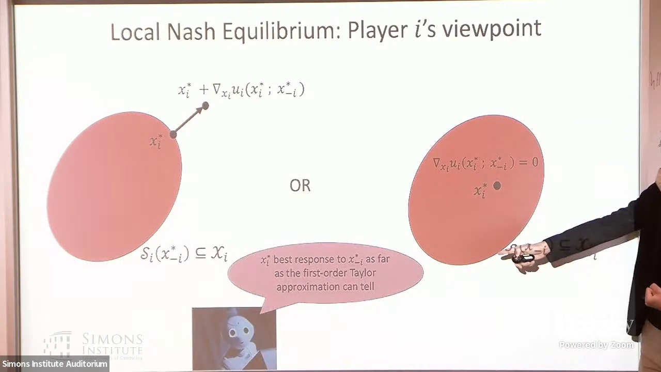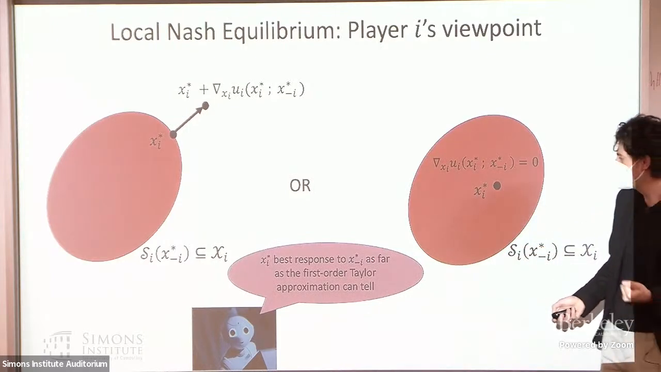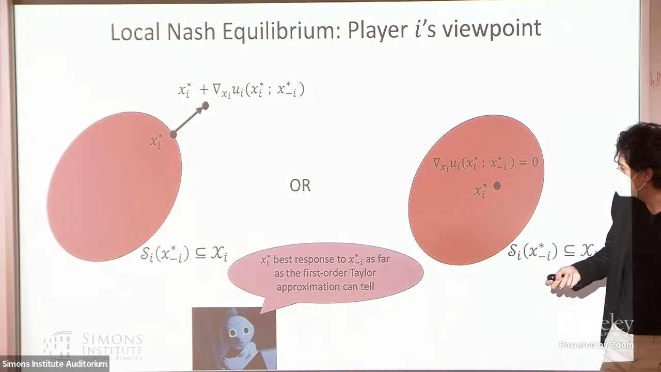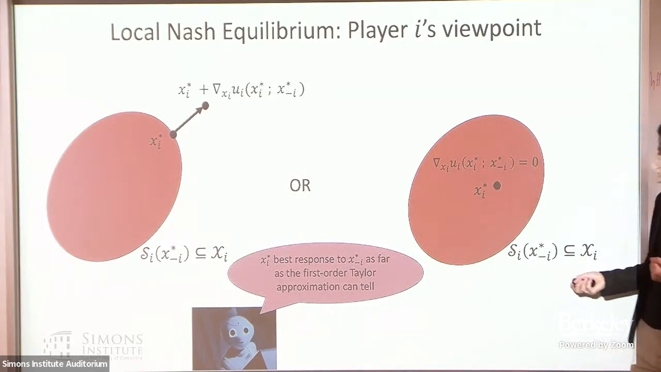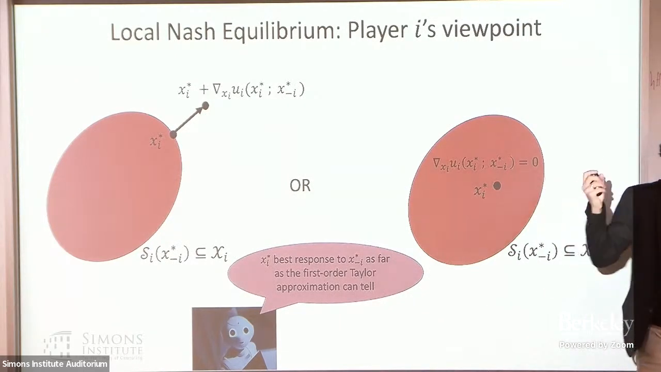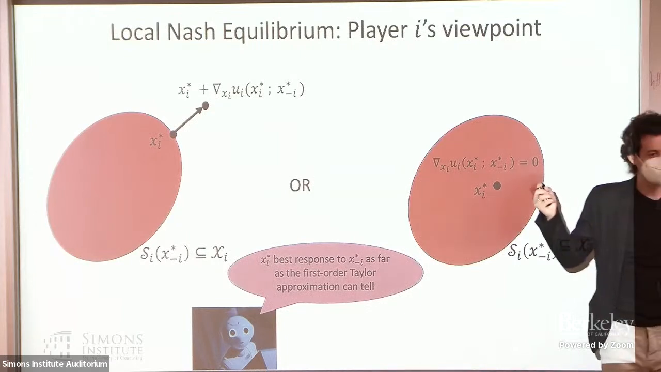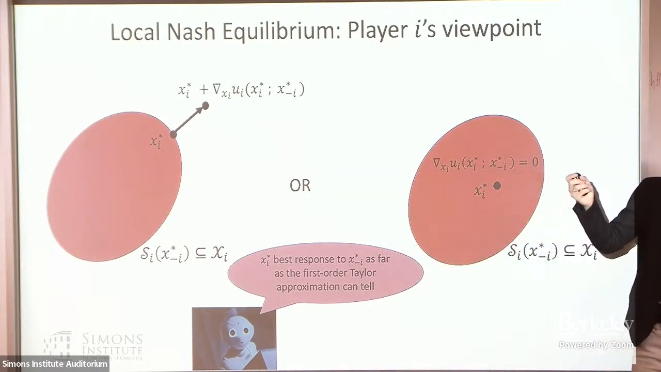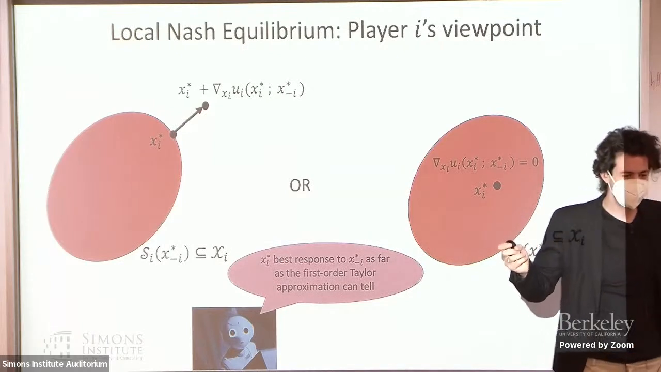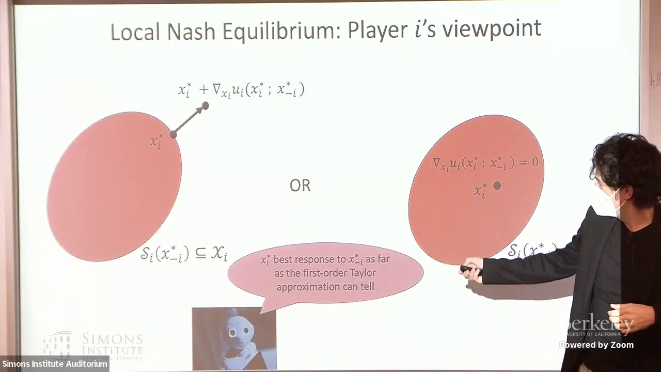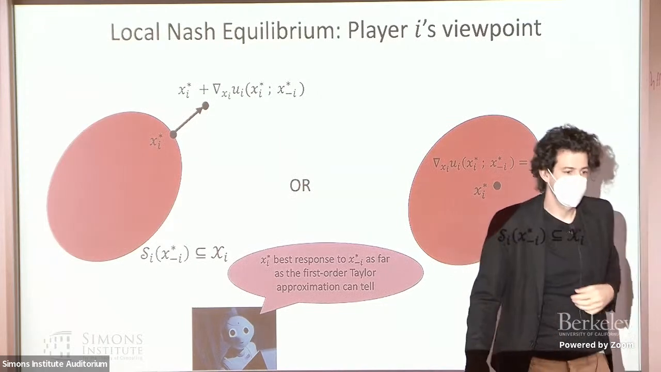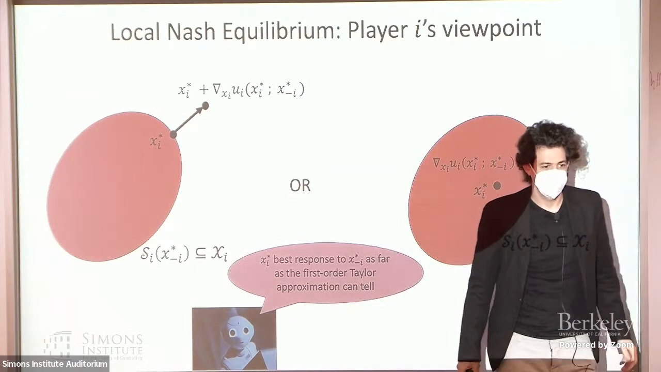And this is my robot here, and it's thinking x_i star is the best response to what the other robots are doing, as far as the first order Taylor approximation to my utility is concerned. Okay, so this is the situation. Excuse me? You really need convexity of this set. Of this set, yeah. I will have convexity of this set, otherwise.